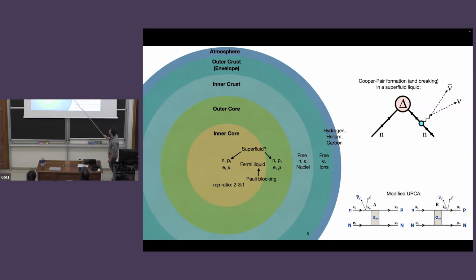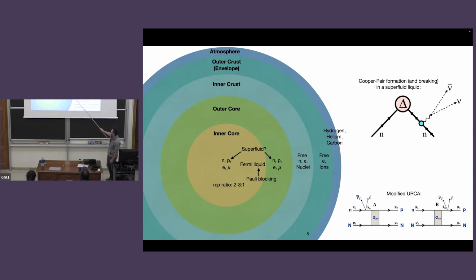Now, these electrons and muons in the central core mostly come from other processes, for example the modified Urca process, where you convert a neutron to a proton and you can produce a lepton together with a neutrino.